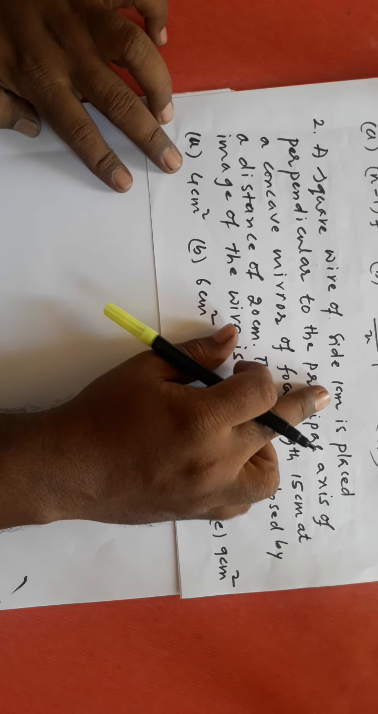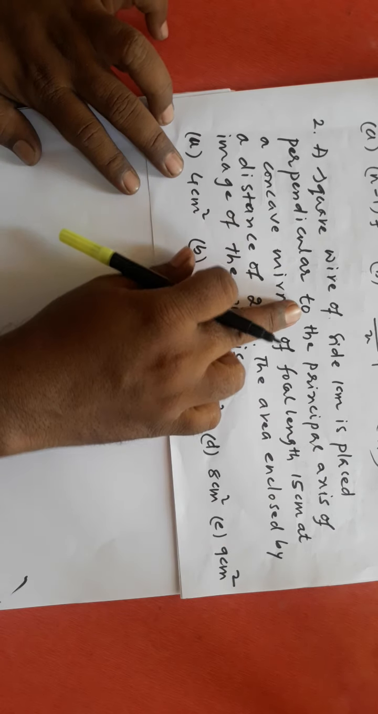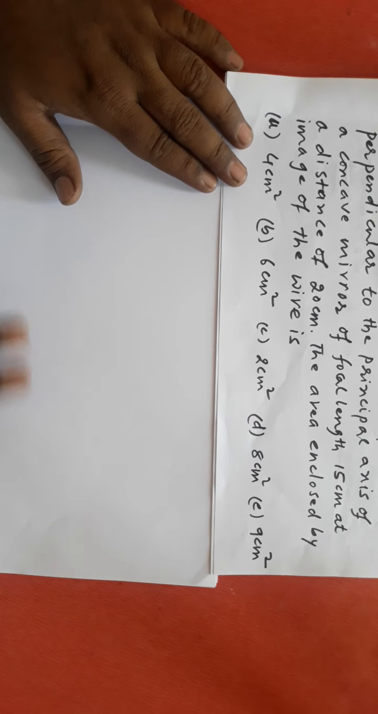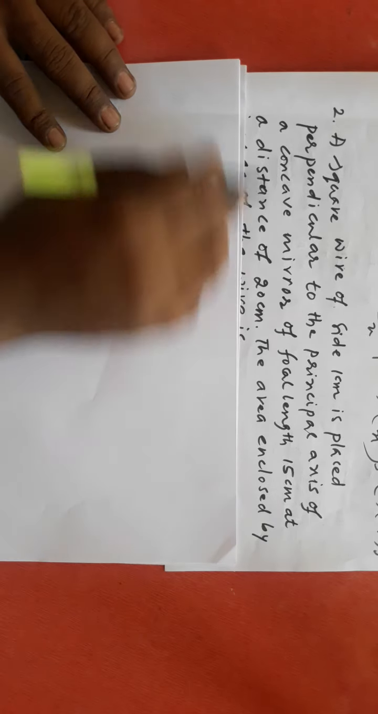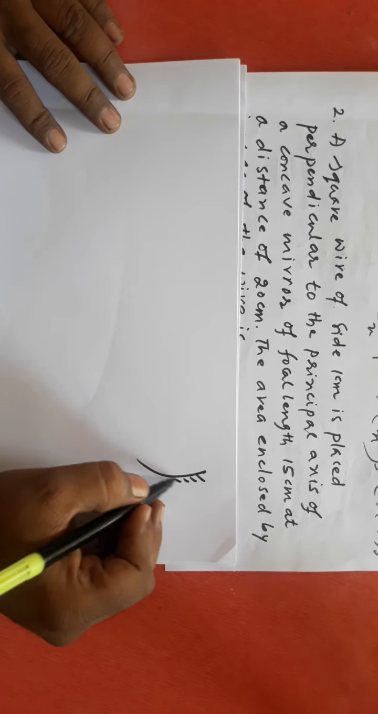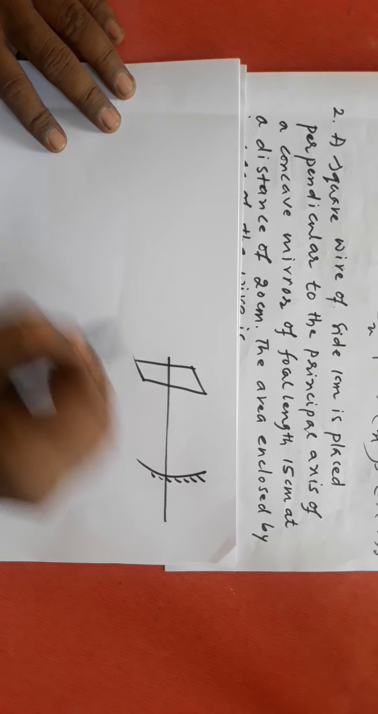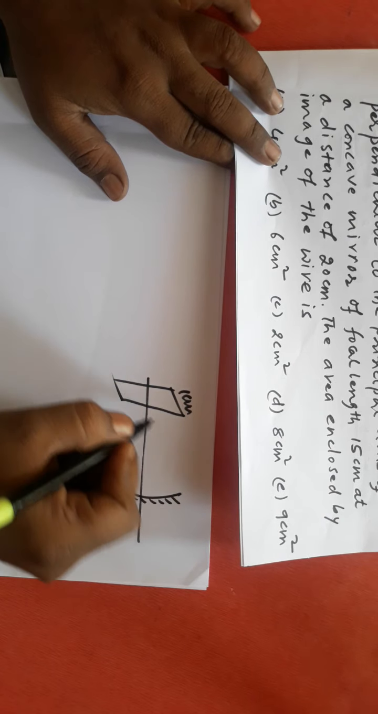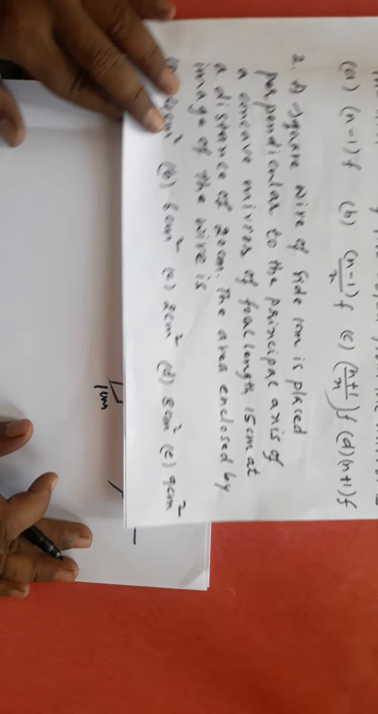A square wire of side 1 centimeter is placed perpendicular to the principal axis. Square means it should have some area. Perpendicular to the axis of a concave mirror. Here is a concave mirror and I placed a square wire perpendicular to the principal axis of this mirror. What is the side of that square? It is 1 centimeter, because it is a square.